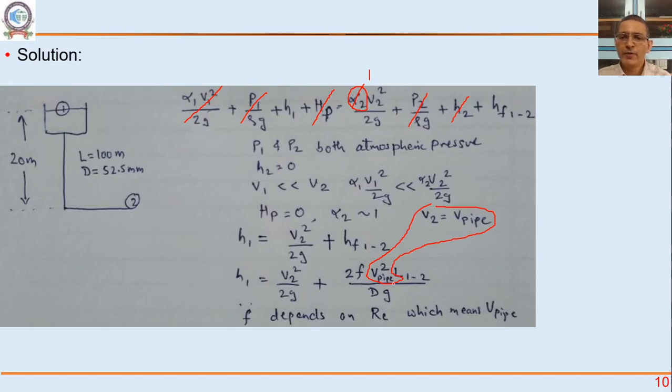So 2f V square L between 1 and 2 divided by D and g. So immediate problem is, I know H1, this is known, g is known, D is known, L12 is known. I don't know velocity. That's what I need to find out. But the problem is this friction factor itself depends on the Reynolds number, which itself depends on velocity in the pipe.